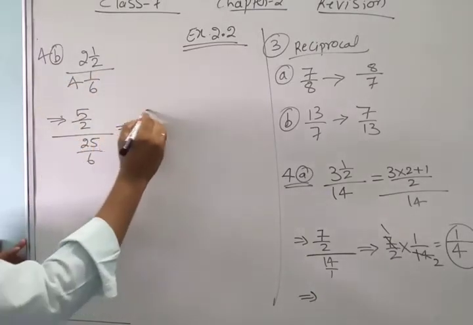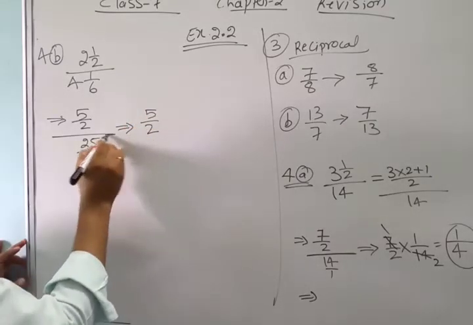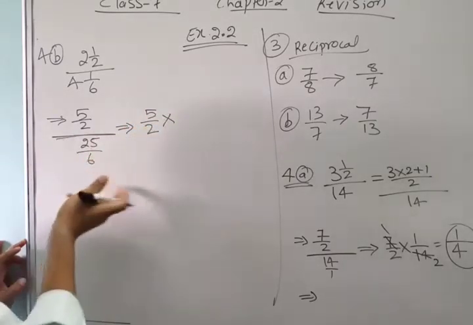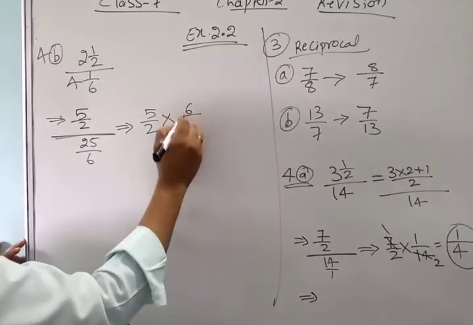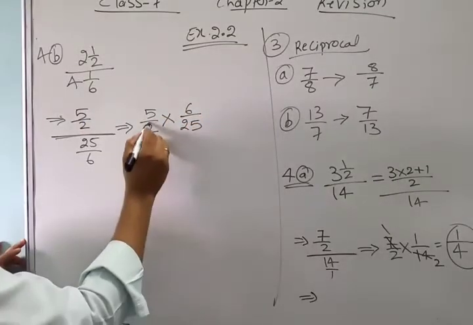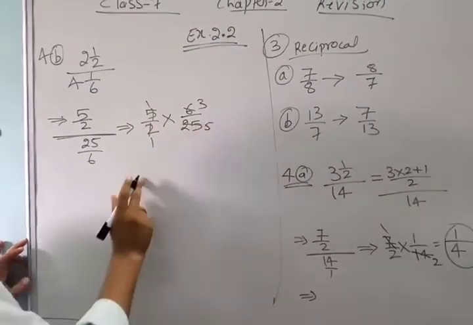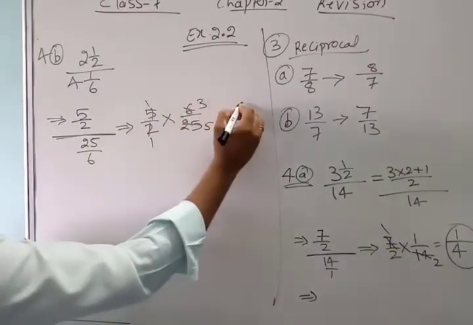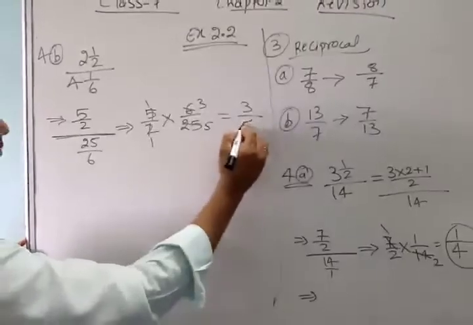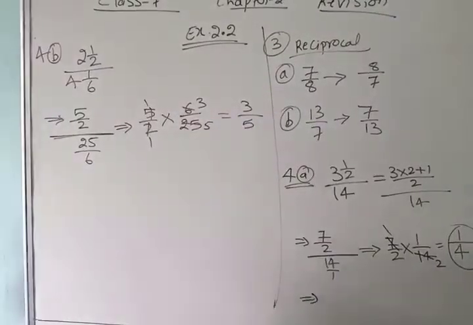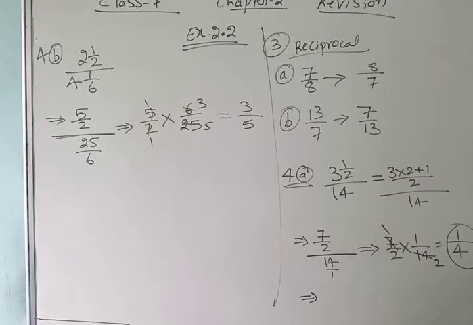Now 5 by 2. All divided जो है converted in multiplication, then reverse the digit 6 upon 25. 2 1s are 2, 3s are 6. 5 1s are 5, 5s are 25. Then 1 into 3, 3, 1 into 5, 5. So its simplest form is 3 by 5. Now clear to everyone? Then come on next question.